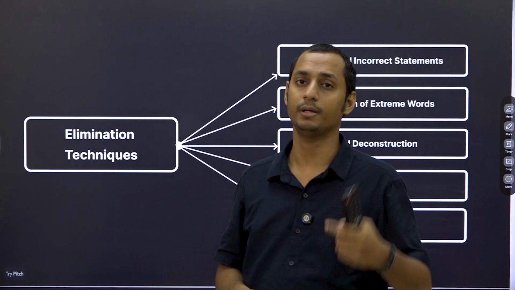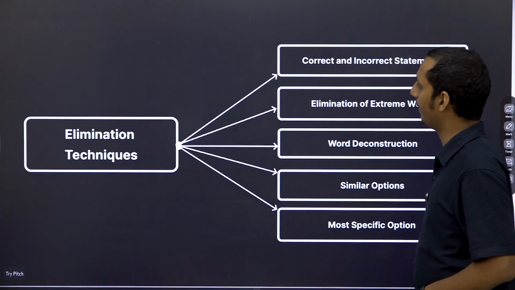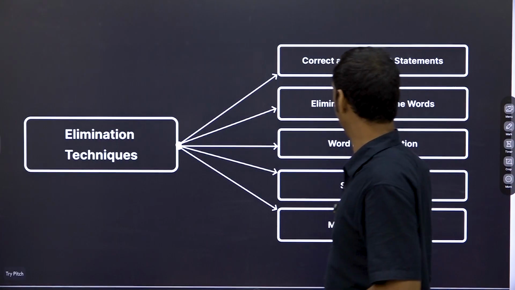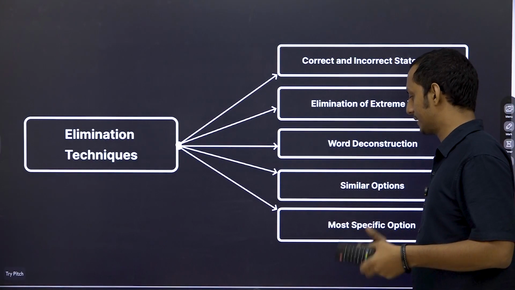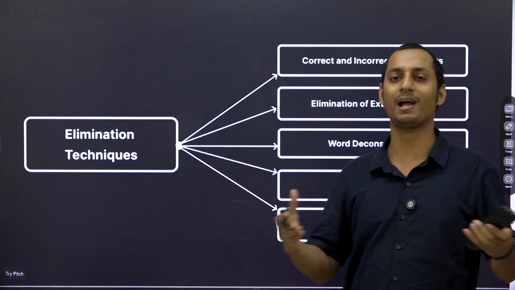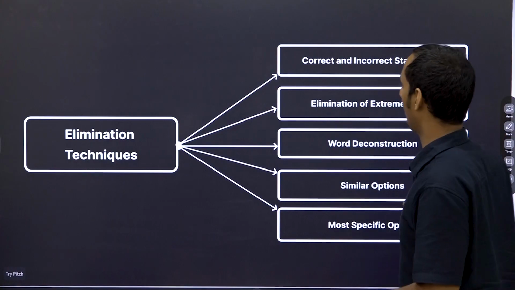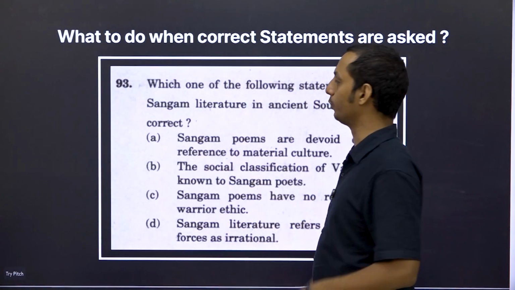Now, how do you set a guideline on how to identify the correct answer in case of a single statement question? Firstly, you need to identify whether the question basically asks you to identify the correct or the incorrect options. You need to go for the elimination of extreme words. You can go for word deconstruction, similar options, and finally, if you don't have any other logic, go for the most specific option, and I'll tell you how to do it. Now, what is meant by correct and incorrect options? This is the first and the basic thing that you need to do.